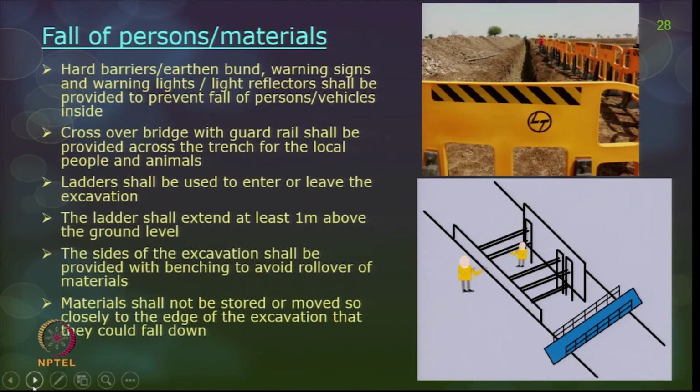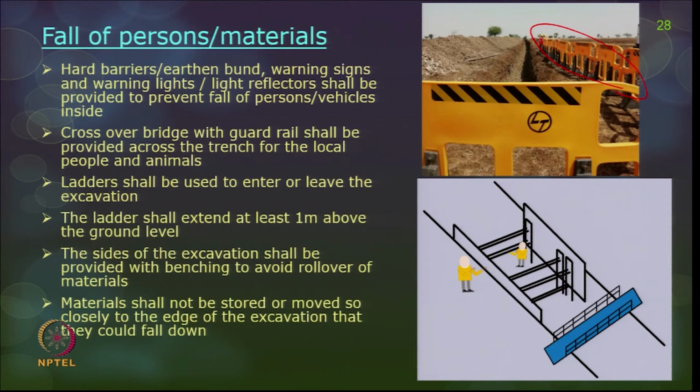It can be fall of a person, fall of material, or fall of equipment. IS codes have given some guidelines on safety precautions to prevent the fall of persons and materials. Hard barriers or earthen bund, warning signs, and warning lights shall be provided to prevent fall of persons or vehicles inside. A crossover bridge with guardrails shall be provided across the trench for local people and animals. So, you should prevent anyone from falling into the pit, like how it is given here.